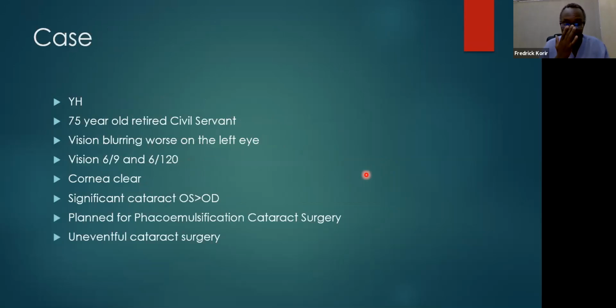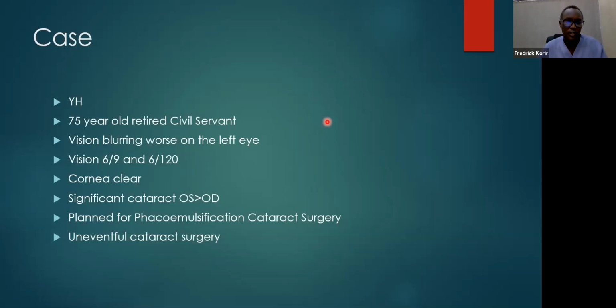So I will start with a case that I experienced about a year ago. He's a gentleman, YH, a very pleasant Asian gentleman, a retired civil servant, very talkative. He came with blurry vision, which was worse in his left eye. His vision was 6/9 in the right eye, and the left eye was 6/120. On a quick exam, his corneas were clear, and I quickly saw he has a significant cataract in both eyes, but the left was worse.